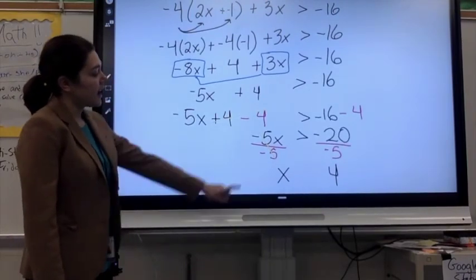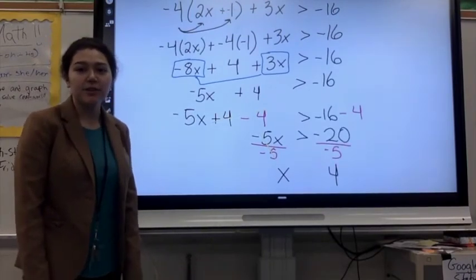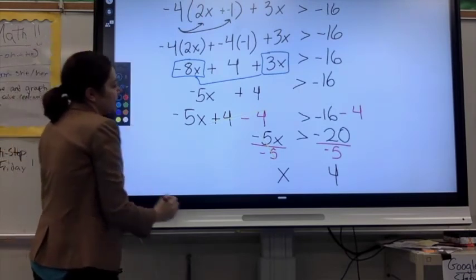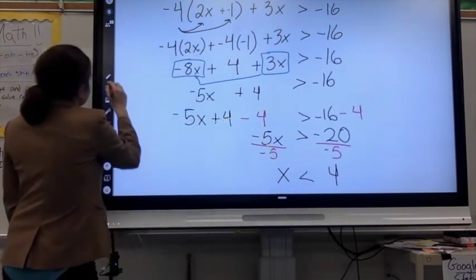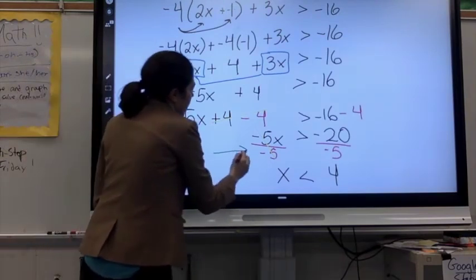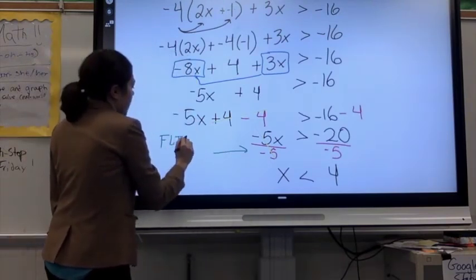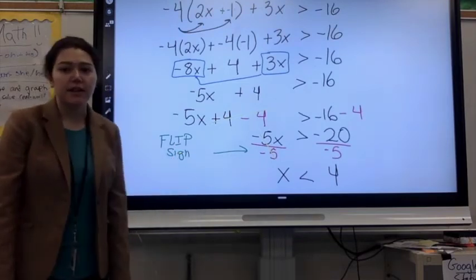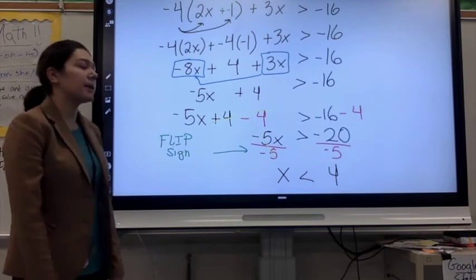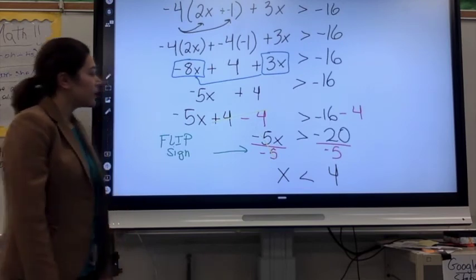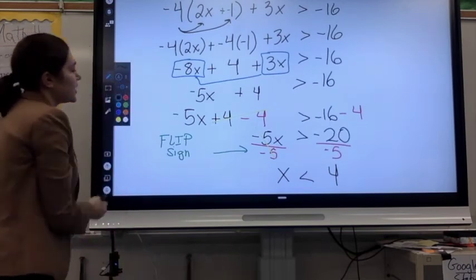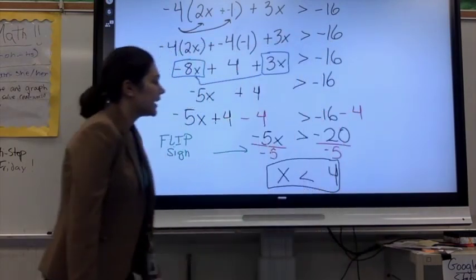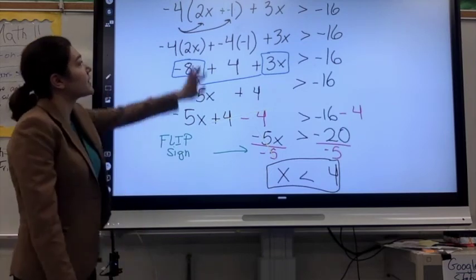And then I divided by a negative number. So we have to remember, what do we do when we divide by a negative number? We flip the sign. Little note there, right? Flip sign, because we divided by a negative. And if we had multiplied by a negative, the same would be true. So there we go. Our final solution is x is less than 4. Meaning that any number that's less than 4 is going to make this inequality true.